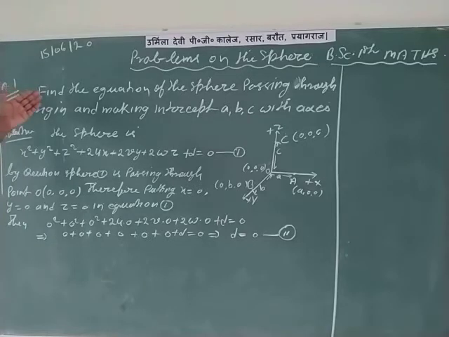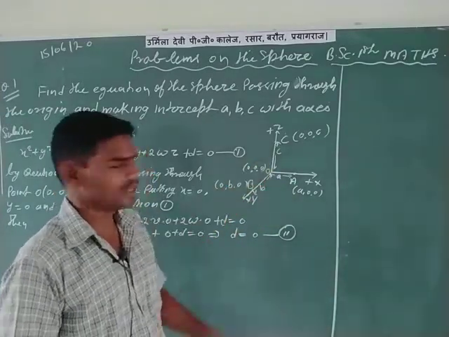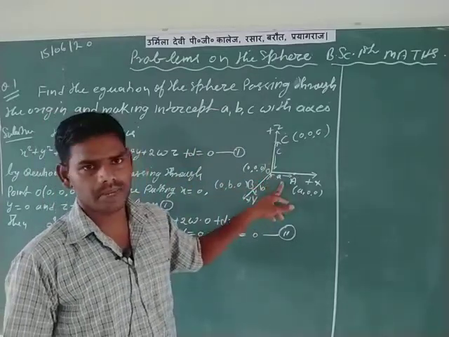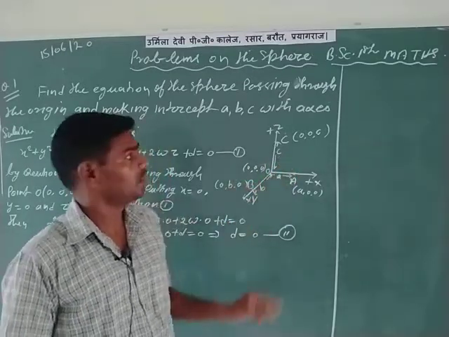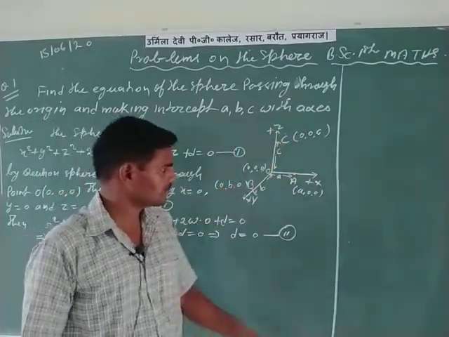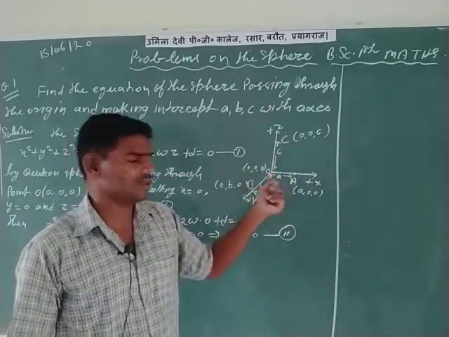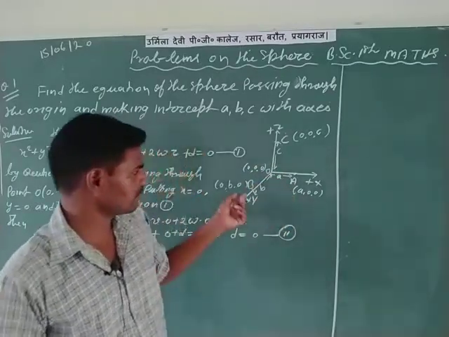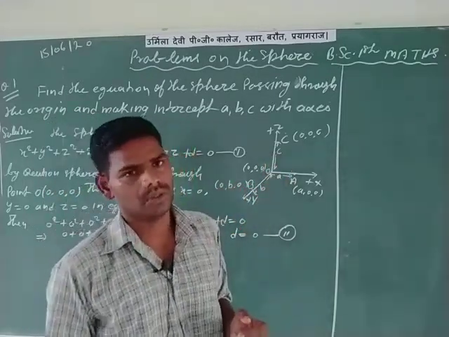Similarly, according to the question, this sphere is also passing through the points capital A, capital B, capital C, but according to the question, the sphere intercepts the axes at distances small a, small b, small c. Therefore, suppose the intersecting points on the axes are capital A, capital B, capital C, then the coordinates of capital A are (a, 0, 0), of capital B are (0, b, 0), and of capital C are (0, 0, c).